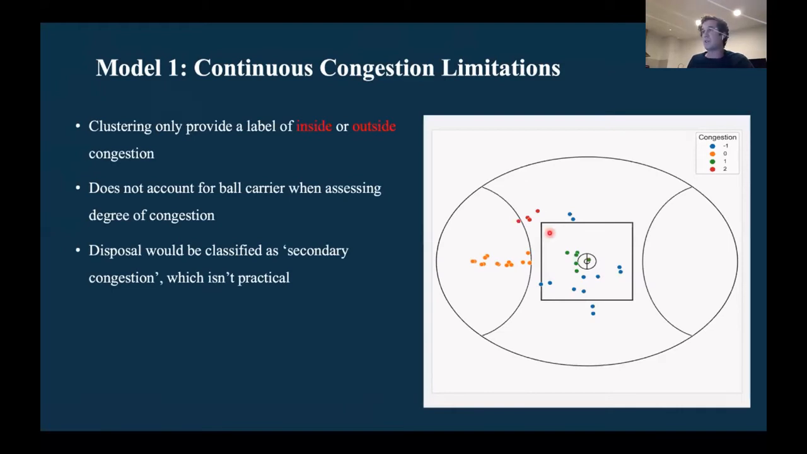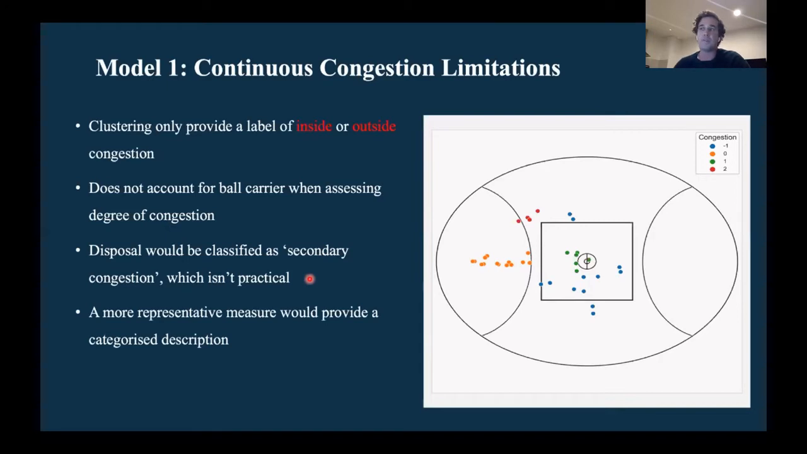So if you look at this one here, this player with the red X is disposing of the ball. If we took this approach, he would be identified as secondary congestion, which isn't really practical. A more representative measure would take a categorized description of the congestion that they face and give you a more nuanced approach, such as high, medium.